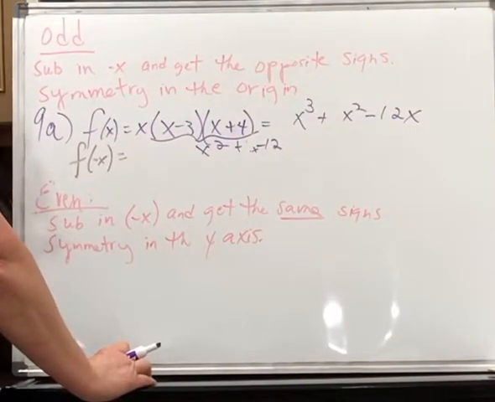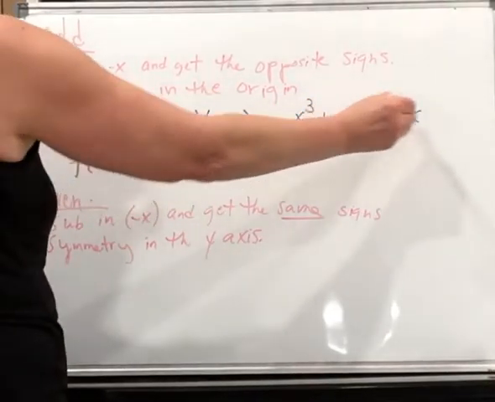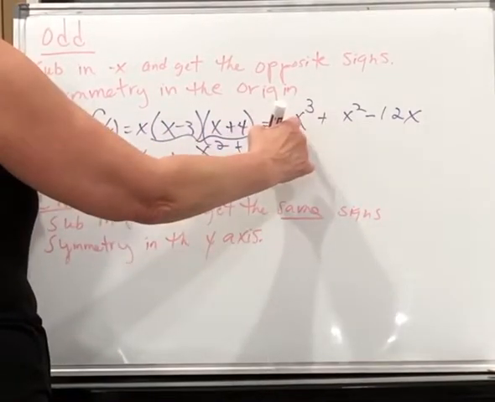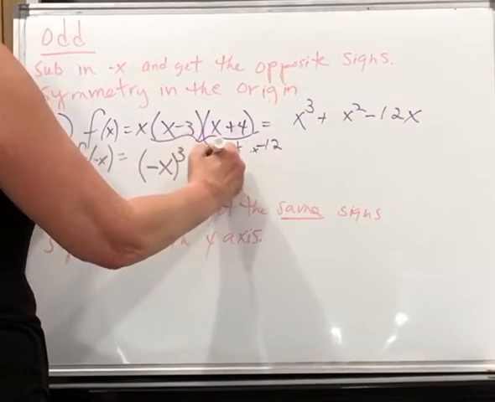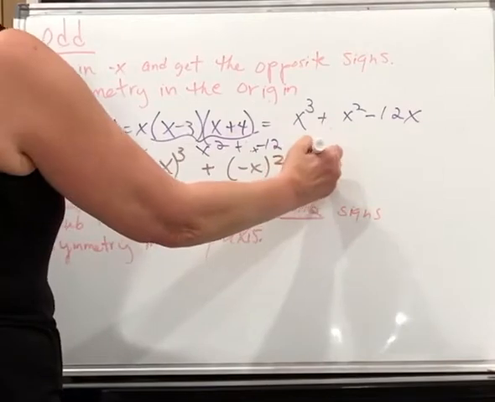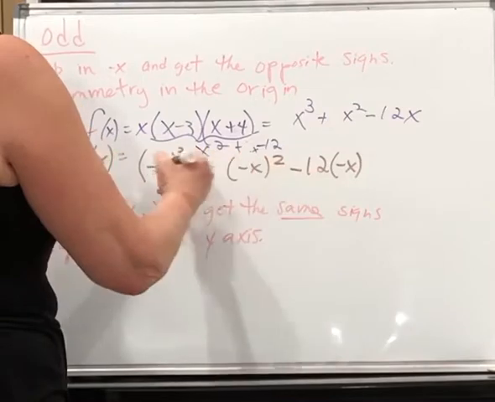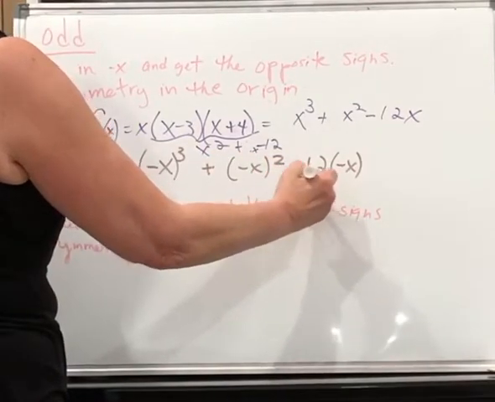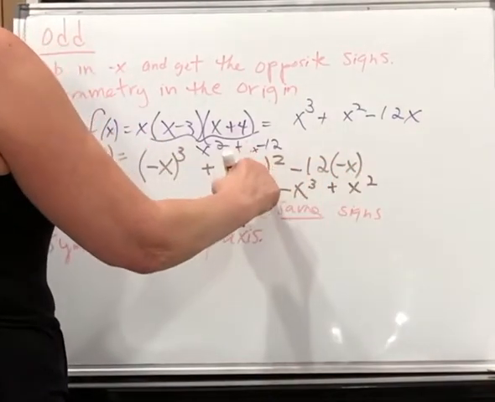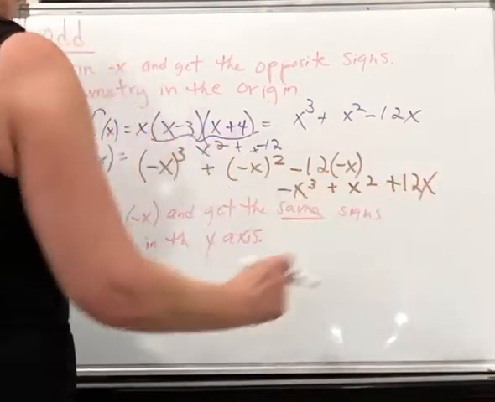The test says if you take negative x and replace the x with negative x anywhere here, see what you get. So I'm going to take negative x, raise it to the third power, plus negative x raised to the second power, minus 12 times negative x, and simplify that. When I simplify, I get negative x to the third. A negative times a negative is a positive, so this is positive x squared. And then minus 12 times minus x is positive 12x.